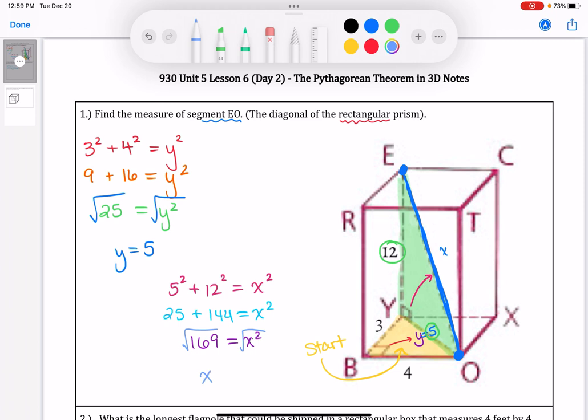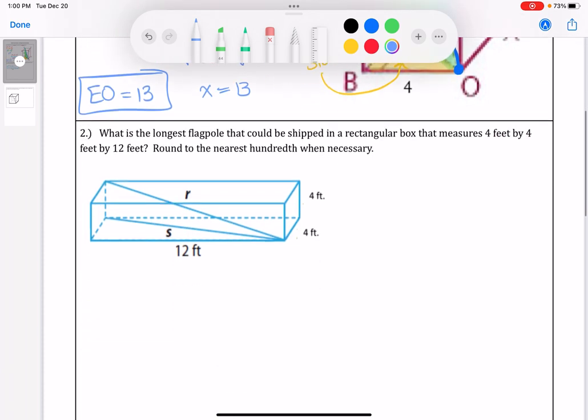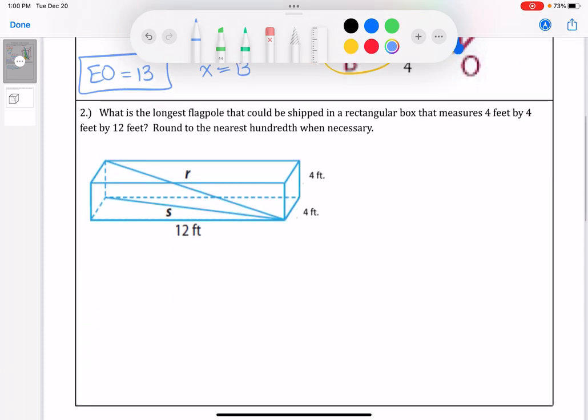And I get x equals 13. And that was the segment I was trying to find, right? I was trying to find segment EO, so I can say segment EO equals 13. So the big idea here in our three-dimensional space: find those triangles, make sure they're right triangles, see if you have enough information. You might have to start with a different one before you can get to the one you want. All right, so here's another example just to kind of wrap your brain around.